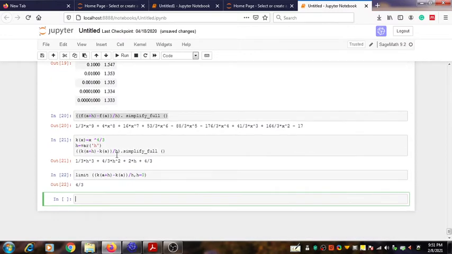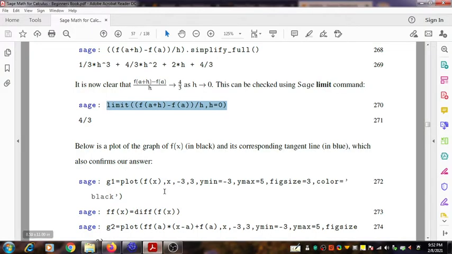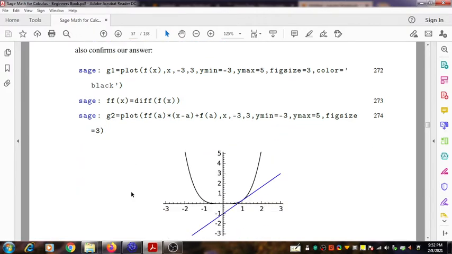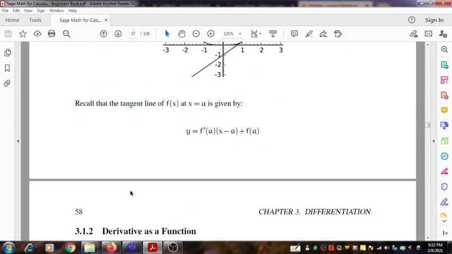Now we are going to apply some commands to obtain the derivative of a given function. We are moving to that discussion now.